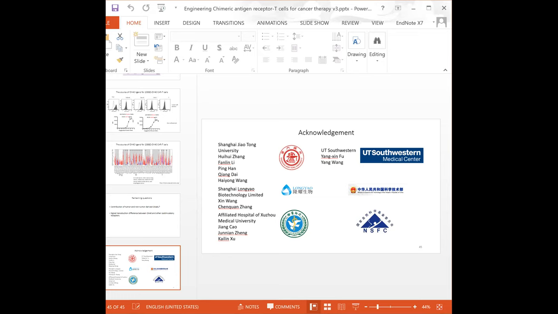But for your question, how can we improve the packaging efficiency of the lentiviral package? Actually, we have done some engineering on the lentiviral vector. We can increase the packaging efficiency about 5 to 10 times more. So that's not a problem for us now. Yeah, that's really nice.